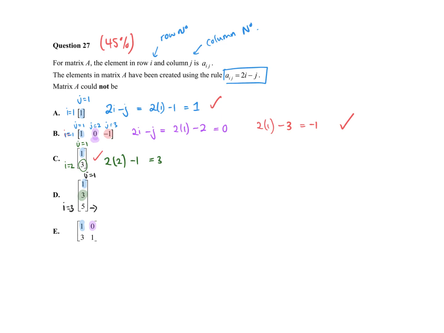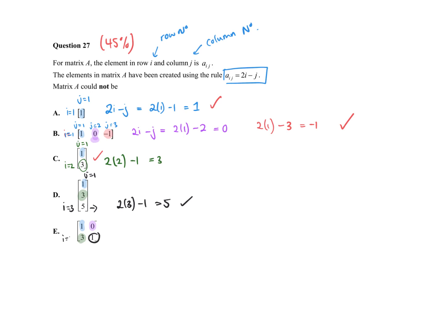So this one would be 2 times 3 minus 1. Would that equal 5? Yes. So I've pretty much said yes to all of them. I know this one can be 3. And now, hopefully, I know this one should be my wrong one because it's worked for everything else.